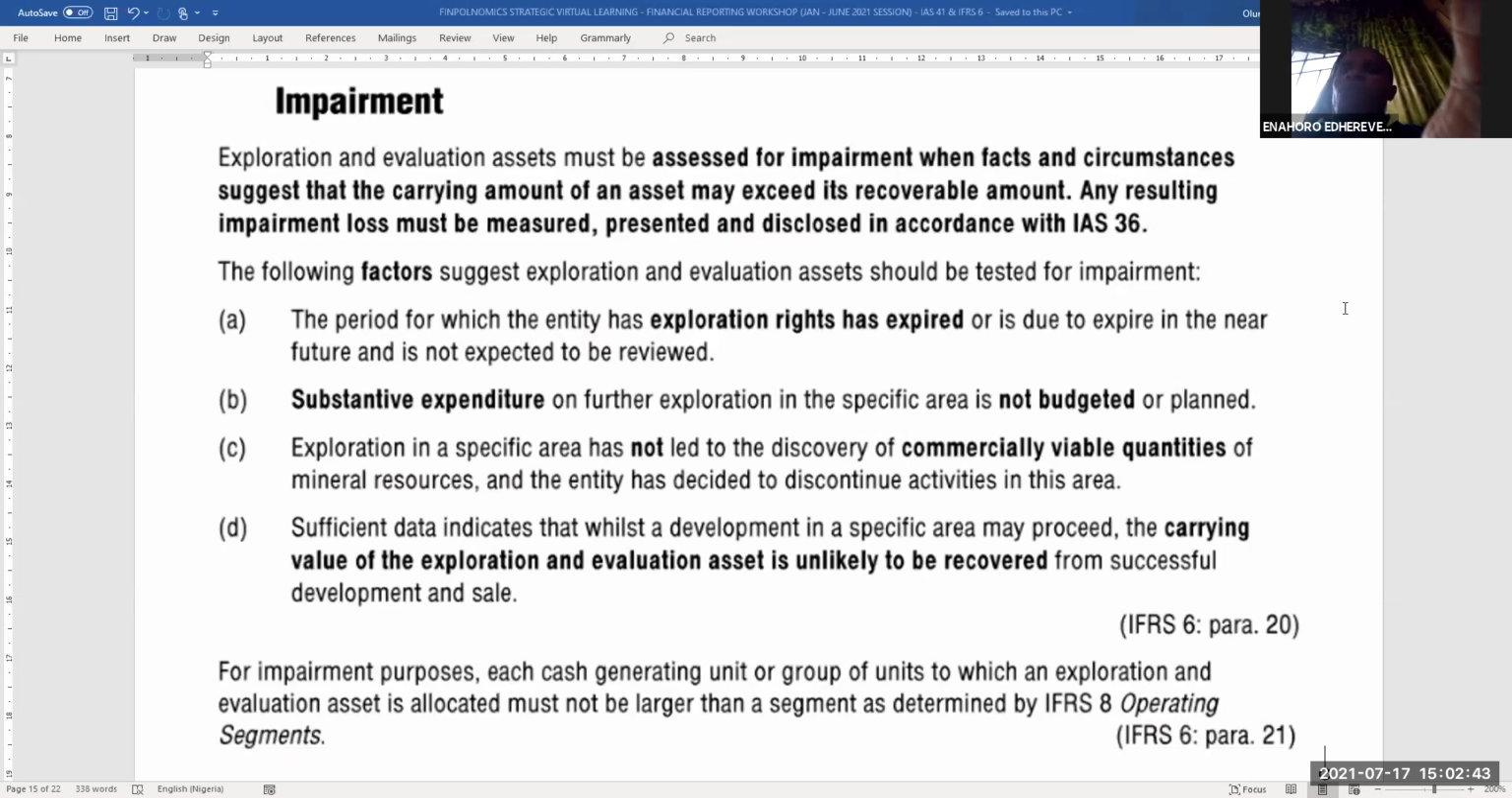IFRS 6, paragraph 20. For impairment purposes, each cash generating unit or group of units to which an exploration and evaluation asset is allocated must not be larger than a segment as determined by IFRS 8, operating segment. IFRS 6, paragraph 21.